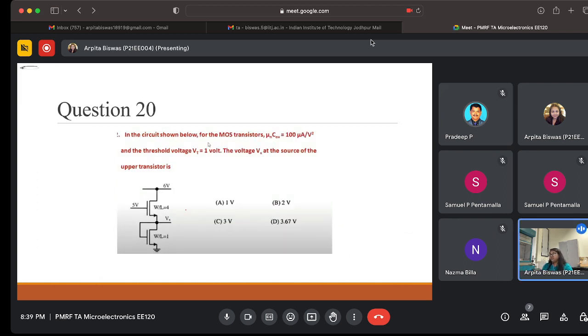Now question number 20. In the circuit shown below, for the MOS transistor, mu Cx is 100 and the threshold voltage is given as 1 volt. You have to find out the voltage Vx. Now tell me what is the value of Vx.